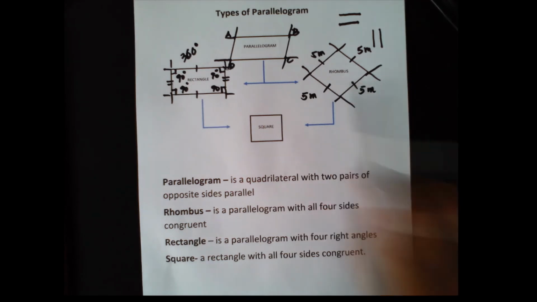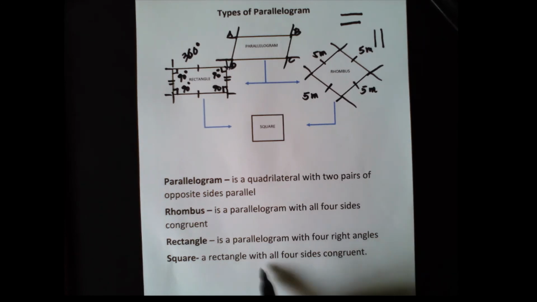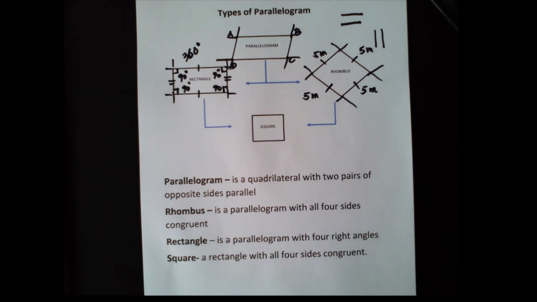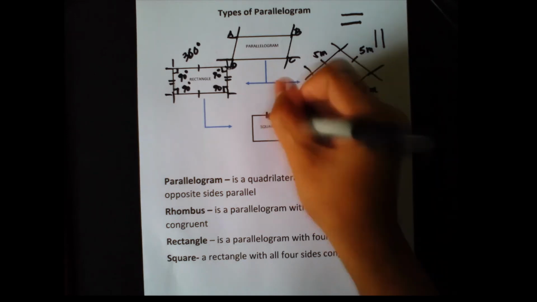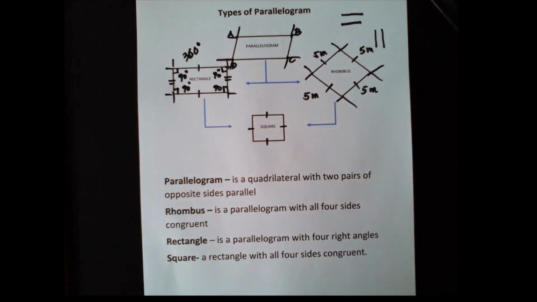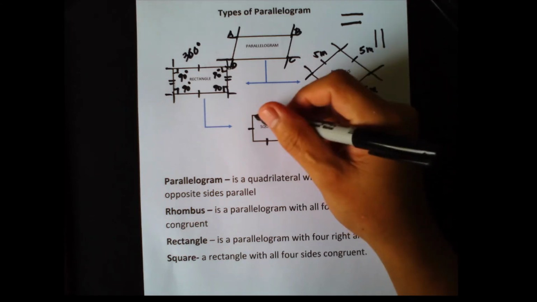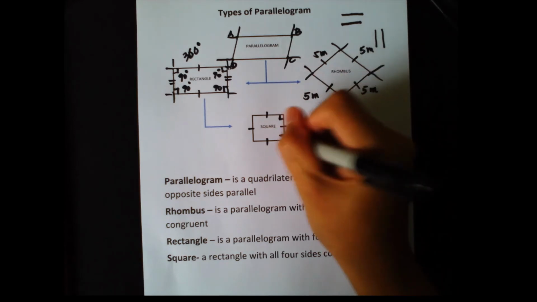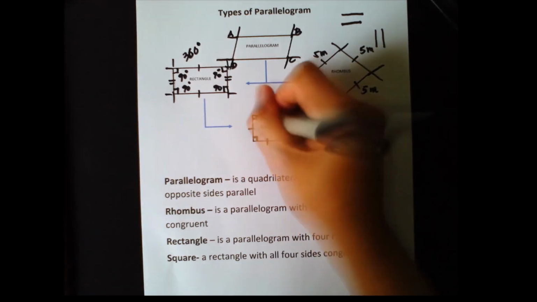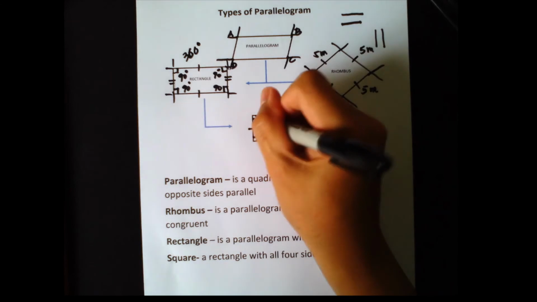Now we move to the square. A square is a rectangle with all four sides congruent. So all sides of the square are congruent. It is a rectangle also, but the difference is that all sides of the square are congruent, and all angles of the square are also congruent with a measurement of 90, which is similar to the rectangle.